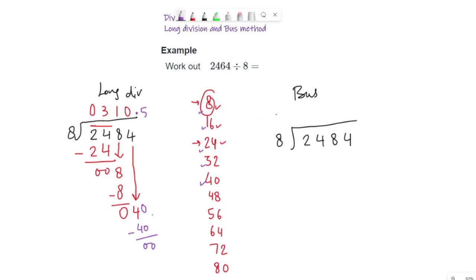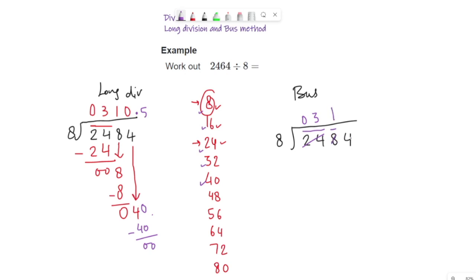If we do the same thing here in the bus method, we do the same thing, but we just don't write it here. So everything is working in our mind. How many 8 goes into 0? Now we'll extend it to 24. How many 8 goes in 24? We'll cancel it. 8 times 3 is 24. Then we'll go to the next one. How many 8 goes in 8? It's just 1. We'll cancel it, no remainder.